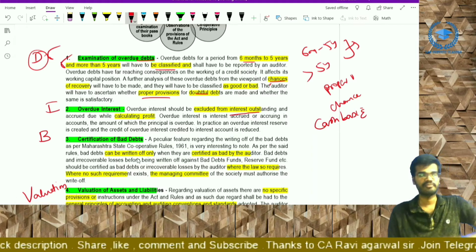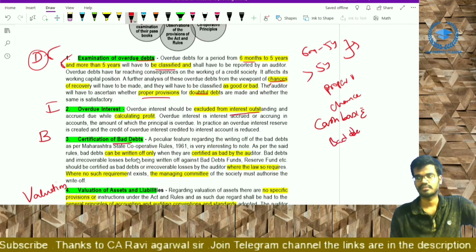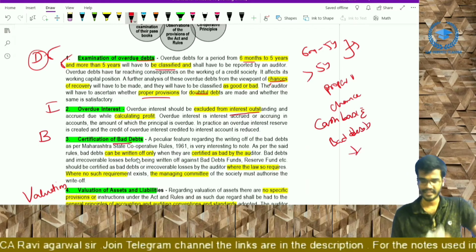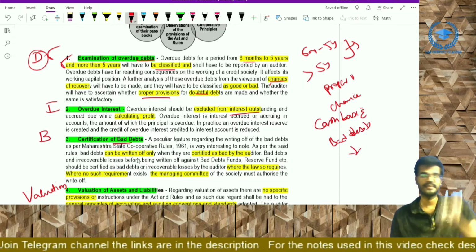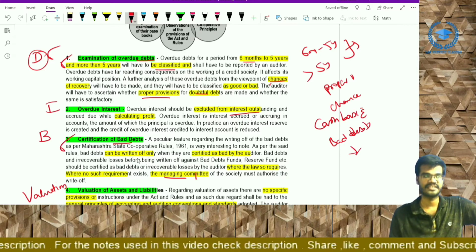And coming to the certification of bad debts point, any bad debt which needs to be written off shall be certified by the auditor when required by law. If it is not required by law, it is sufficient if it is certified by the management committee. The same has been discussed here.